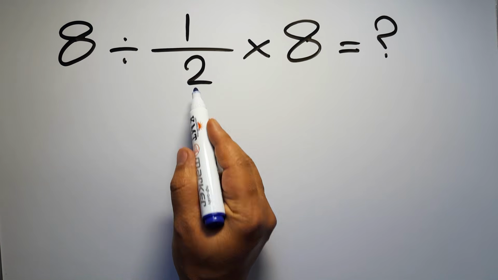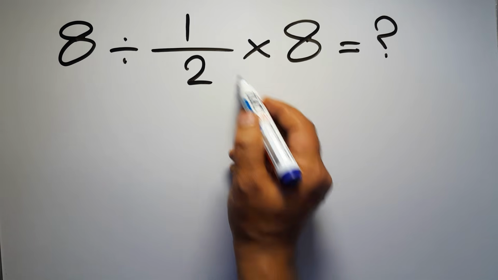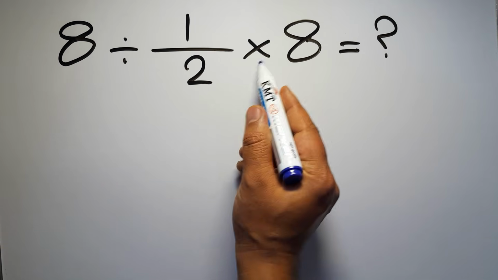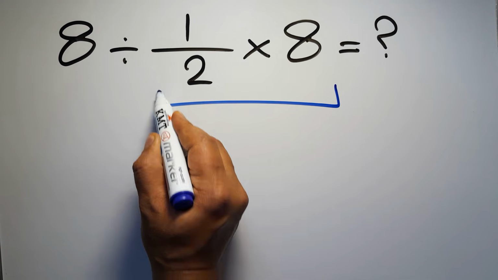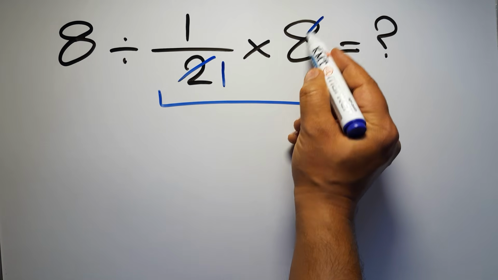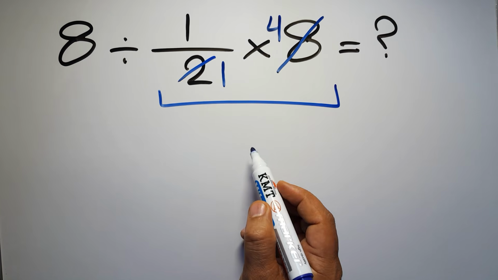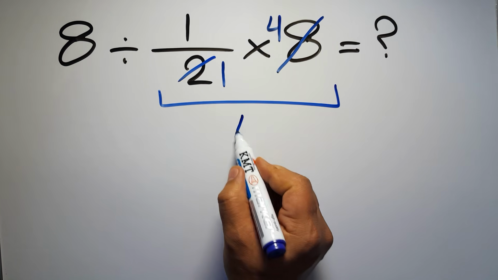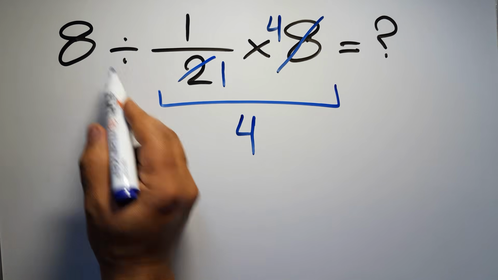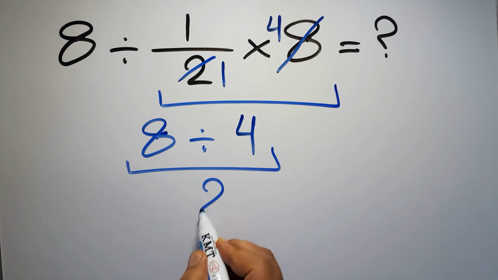8 divided by 1 over 2, then times 8. First we do this multiplication: 1 over 2, then times 8. 2 divided by 2 equals 1, and 8 divided by 2 gives us 4. So here we have just 4. And 8 divided by 4 equals 2.